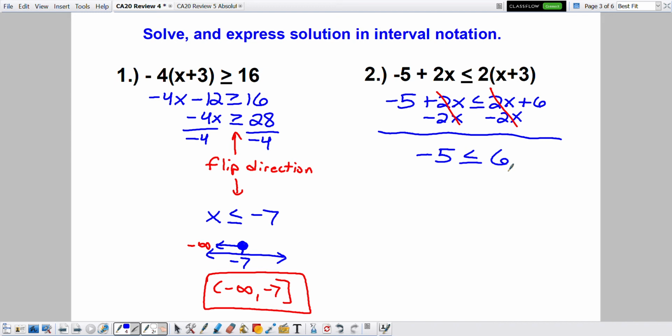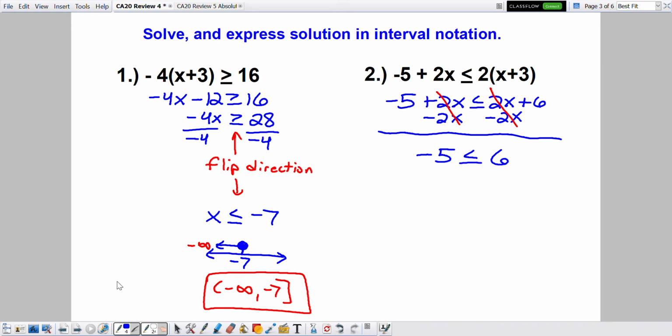If this happens, there's no x anymore. That means it doesn't matter what x equals. Is this inequality going to be true, or is this inequality going to be false? It's going to be true. -5 is always less than or equal to 6. And so, does it matter what x equals? No, because this inequality is always true.